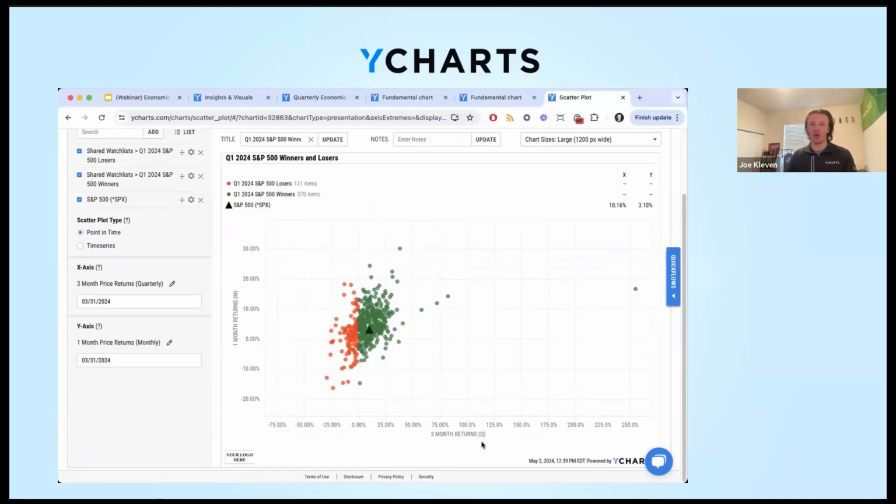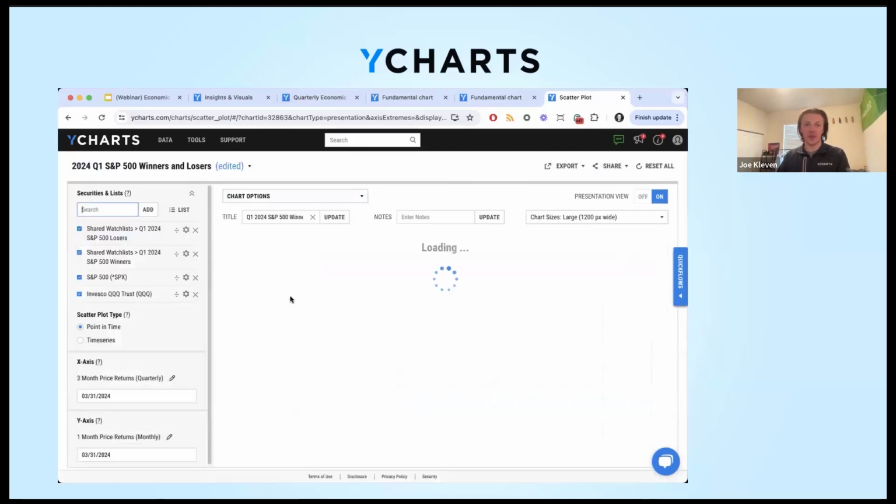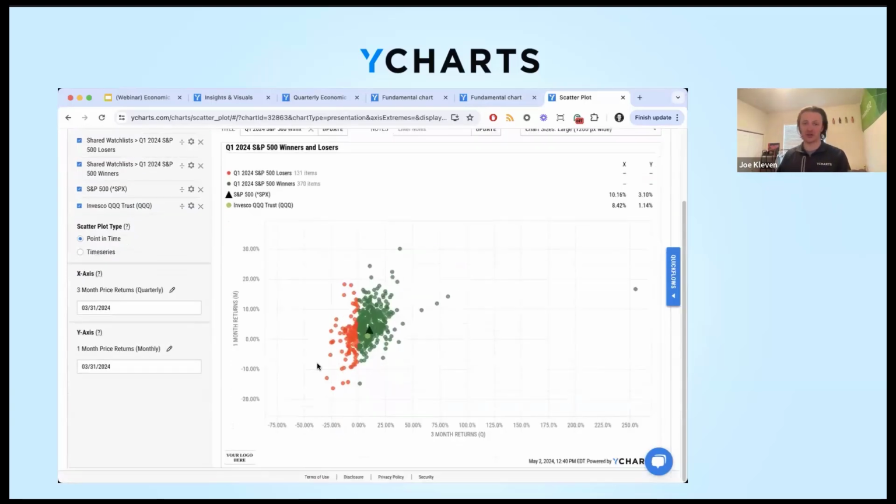You can set custom colors if green or red is not your preference, but you're then able to export to an image. You can also share directly to Twitter or with other members on your team who use YCharts. If you wanted to build these yourself or maybe add on an extra indicator, say you could throw on QQQ, and that will also populate on the chart to give you some comparison of how things turned out.